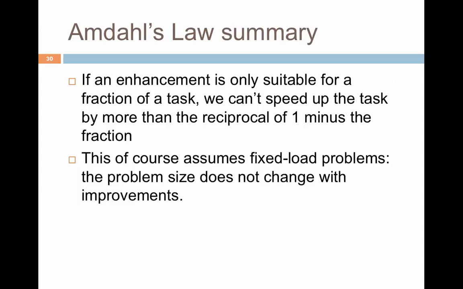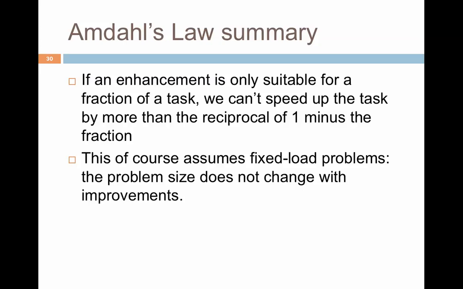Now, Amdahl's law, here's the summary for it. So if an enhancement is only suitable for a fraction of a task, we can't speed up the task by more than the reciprocal of 1 minus the fraction. So what this is trying to tell us is, let's say we have this fraction enhanced and we have the speed up enhanced, and we keep making the speed up enhanced more and more.